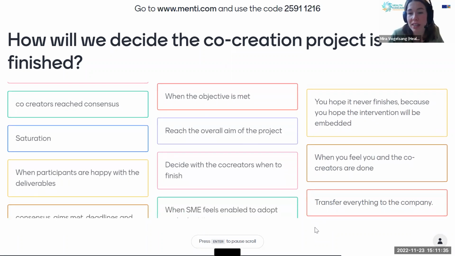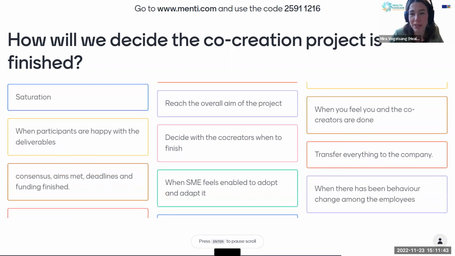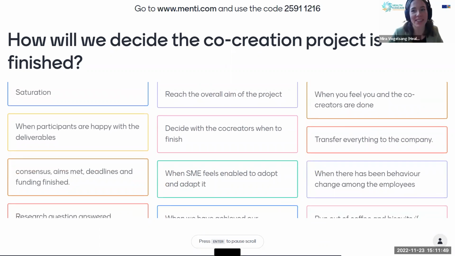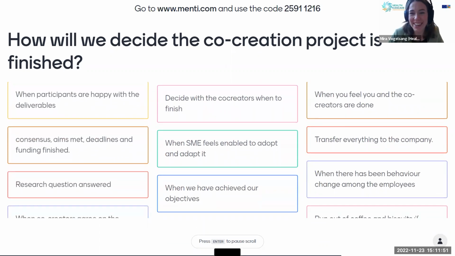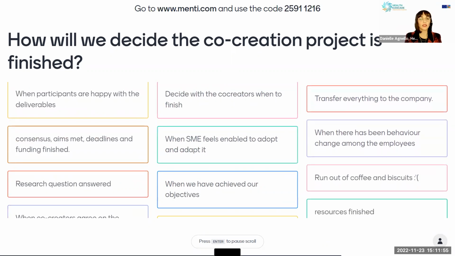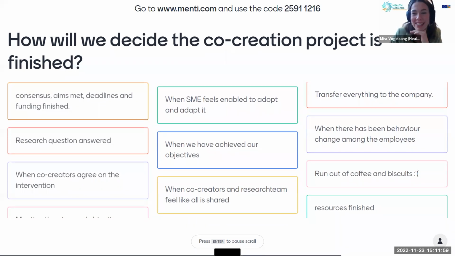Yeah, someone phrases it nicely as well. You hope it never finishes, because you hope the intervention will be embedded. Wonderful. No finish. Never leaving. She's part of the company now. Yeah. They wish. Building a consensus, aims met, deadline and funding finished. All right, very comprehensive. Run out of coffee and biscuits.